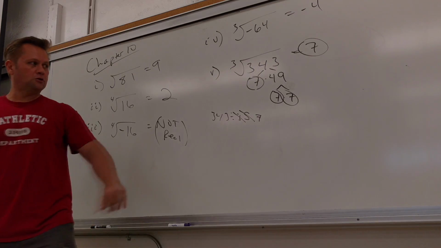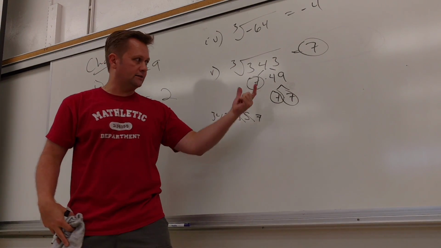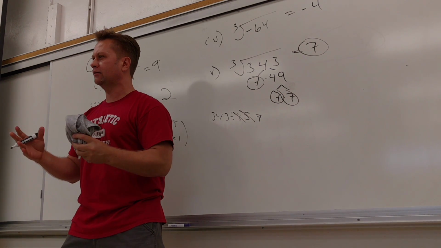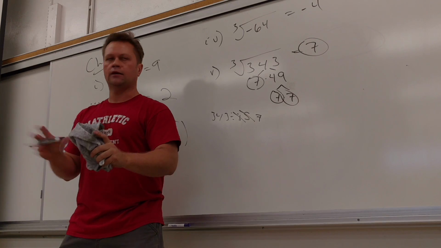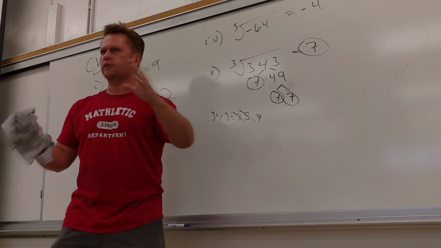Right? Don't just tell me the answer is 7 because you know how to get your cube root button. I need to see some work so that I know you didn't just go to your cube root button. Your calculator can help you by dividing all day long. Is that cool? Yes, okay.